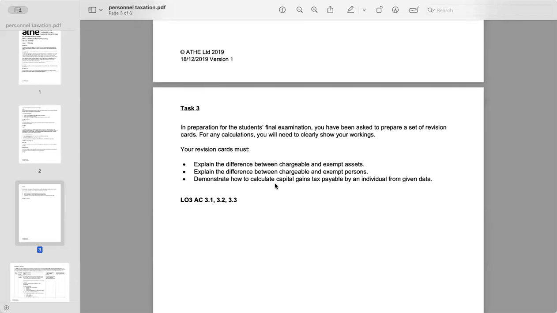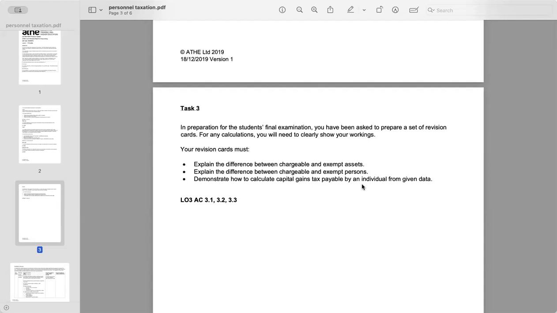Finally, demonstrate how to calculate capital gain tax payable by an individual from given data. This involves determining the chargeable gain or loss from the disposal of assets, taking into account factors such as acquisition cost, disposal proceeds, allowable deductions, and any applicable relief or exemptions. So you will need to clearly show your working, including any calculations and explanations of how figures are derived.